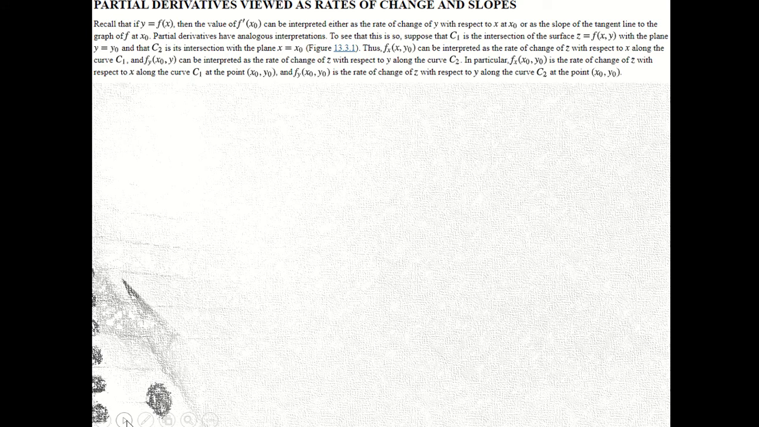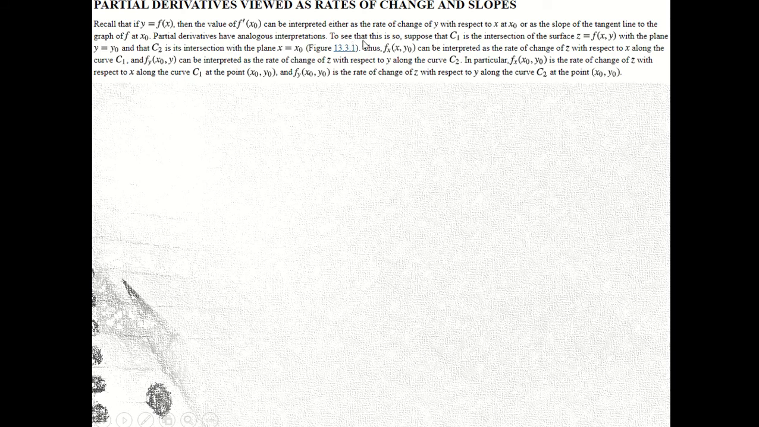First, let us recall that if y is a function of x, then the value of f prime of x sub 0 can be interpreted either as the rate of change of y with respect to x at x sub 0, or as the slope of the tangent line to the graph of the function f at x sub 0. So partial derivatives have analogous interpretations.